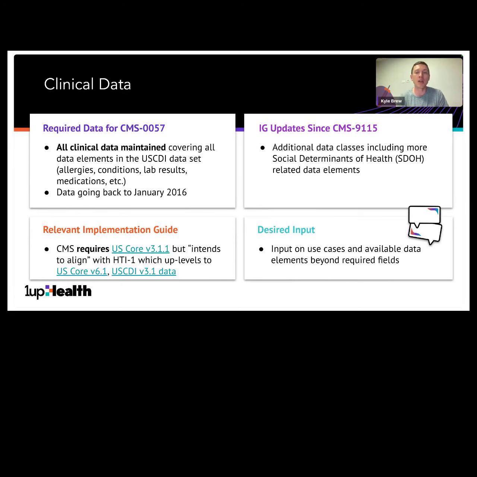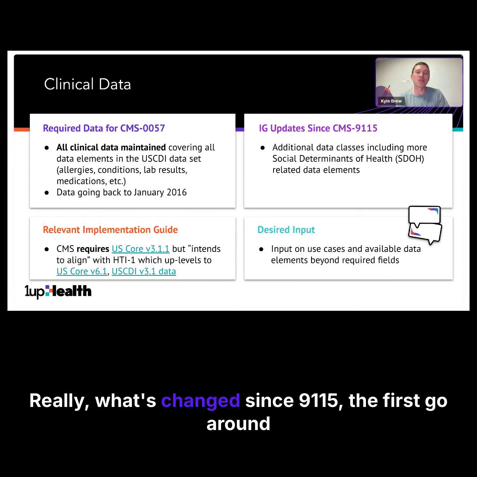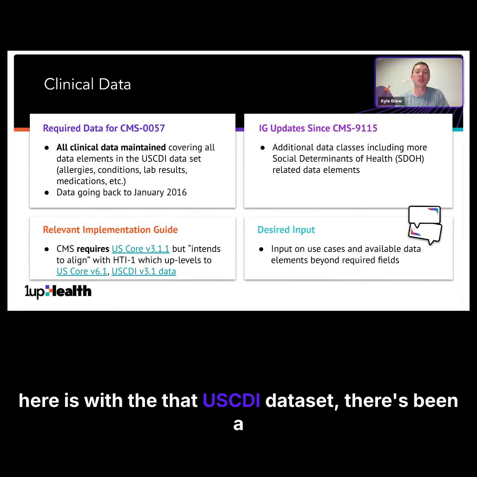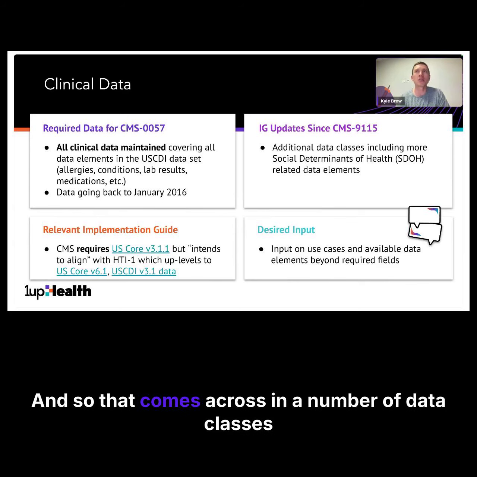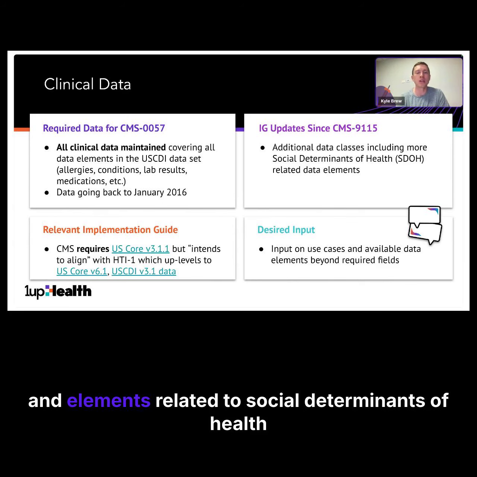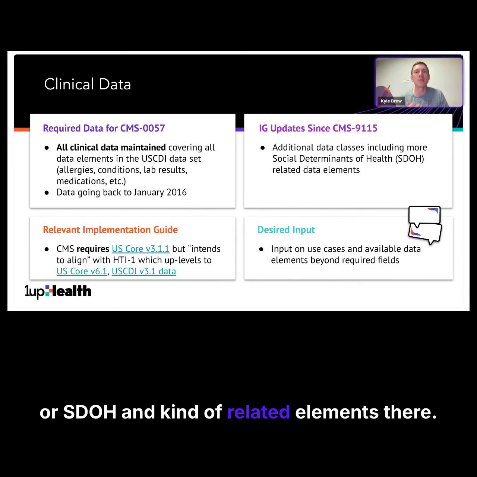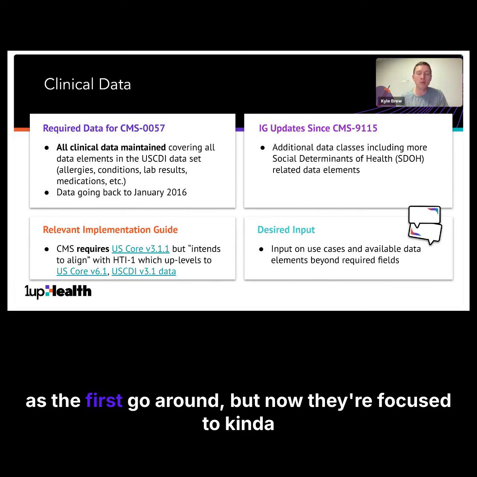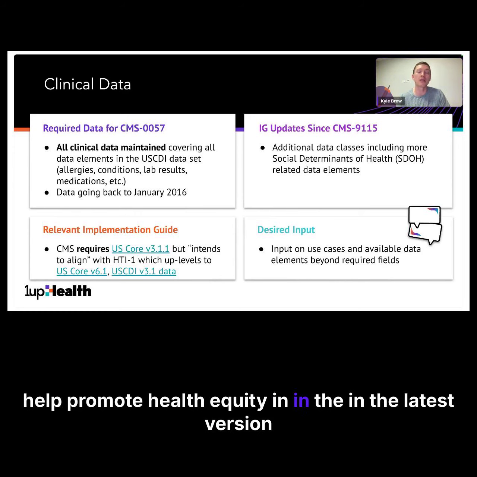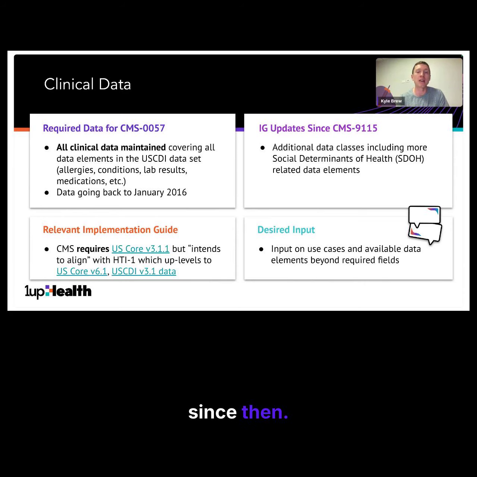Really, what's changed since 915, the first go-around, is that with the USCDI data set, there's been a strong focus on health equity and public health. That comes across in a number of data classes and elements related to social determinants of health, or SDOH. There are still similar classes of data as the first go-around, but now with that focus to help promote health equity in the latest version.